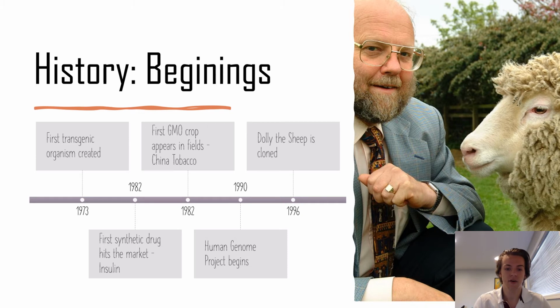1990, 8 years later, we have the Human Genome Project begins, which was scientists trying to map out every single specific gene in a human body, and that went for about 13 years. It ended in 2003 when they successfully mapped the entire human genome, and that was huge for the world of science and genetics. And then 1996, I talked about Dolly the sheep. That was happening in 1996.